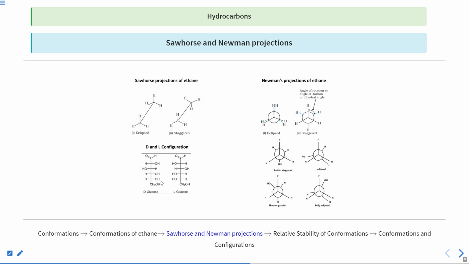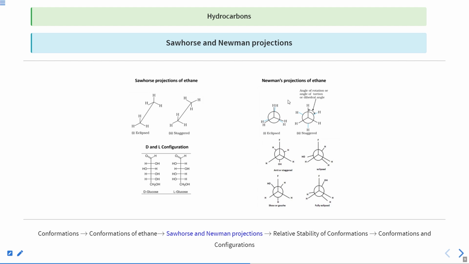Now if you arrange it in such a way, then the second carbon will be noted, and if the OH on this carbon is present on the right hand side, then we call it D-glucose. If it is present on the left hand side, we call it L-glucose. Now there are chances that instead of OH, NH2 can also be present. So we have alpha amino acids, D amino acids and L amino acids. We can have the case of that also. Next is Newman projection.